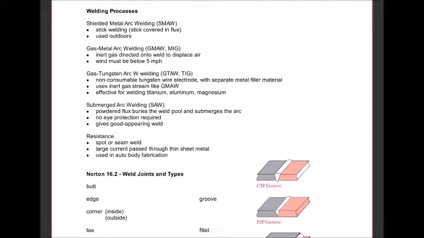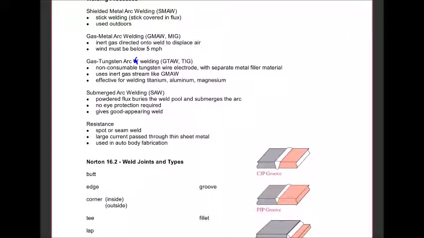TIG welding, or gas tungsten arc welding, uses a tungsten wire electrode, which has a separate filler material, and that also uses an inert gas stream. This is good for welding specialized materials like titanium, aluminum, and magnesium. Sometimes it's possible to have a powdered flux which completely submerges the weld pool, and it also keeps the arc under this powder layer. So you don't need eye protection. You get a good appearing weld, and you keep oxidation from happening.